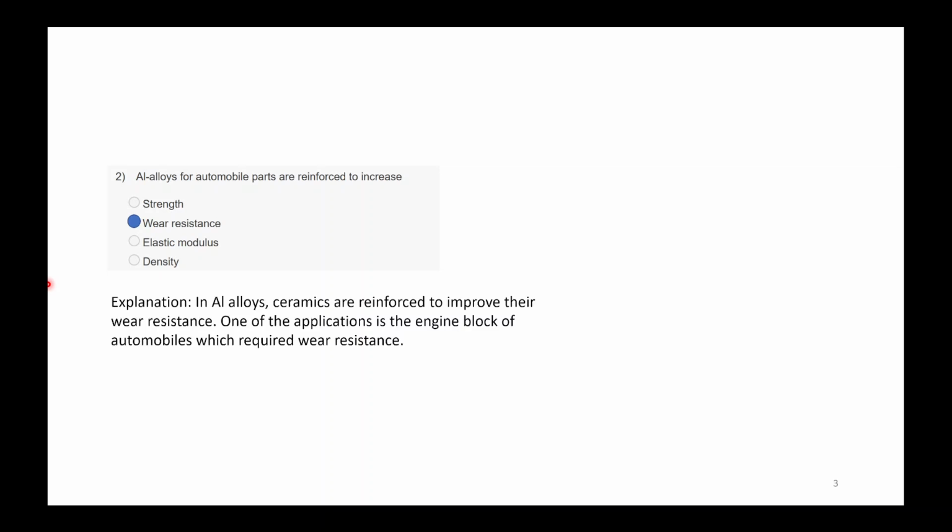Now the second question is: aluminium alloys for automobile parts are reinforced to increase. Options are strength, wear resistance, elastic modulus, or density. So your answer will be wear resistance. In case of aluminium alloys, ceramics are reinforced to improve their wear resistance. One of the applications is the engine block of automobiles, which requires wear resistance. Mainly alumina is reinforced inside aluminium, because aluminium alloys are soft, so they wear easily.